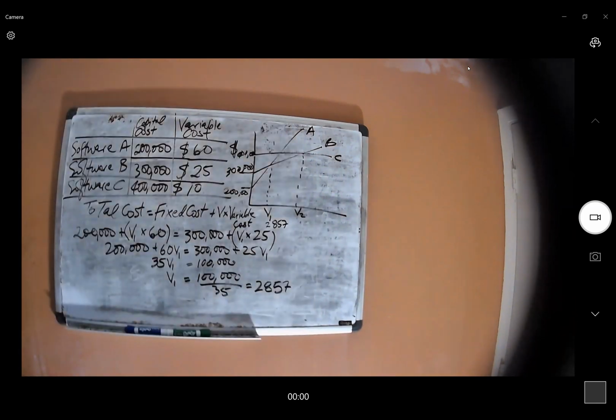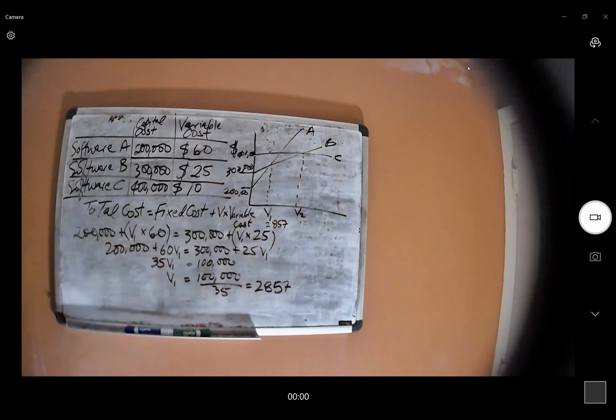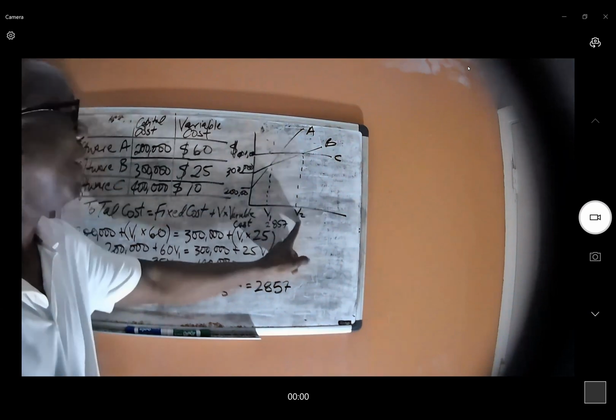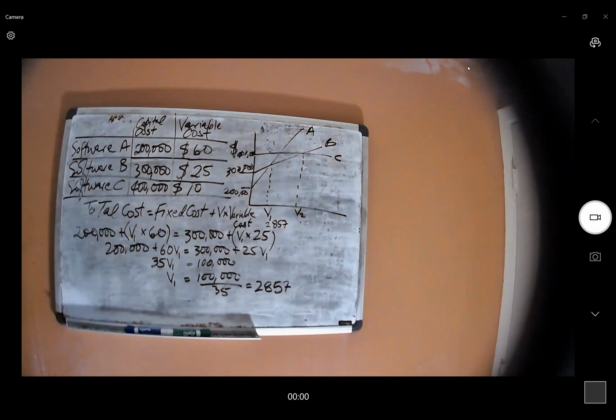So if you're producing between 0 and 2,857, the process you need to choose is process A, or software A, right? Anything beyond that, to this point V2, is process B, so you need to find V2 also. To find V2, anybody have any ideas for V2?